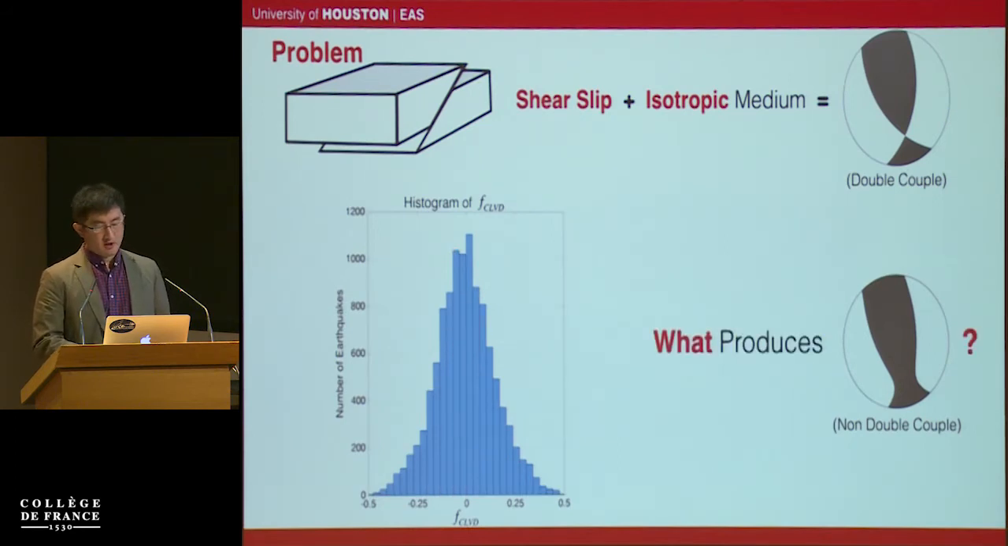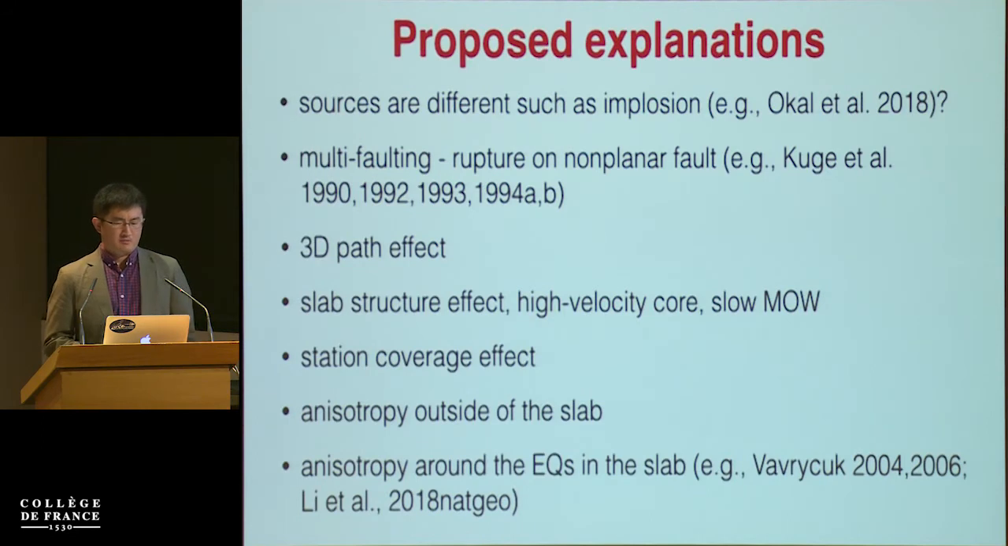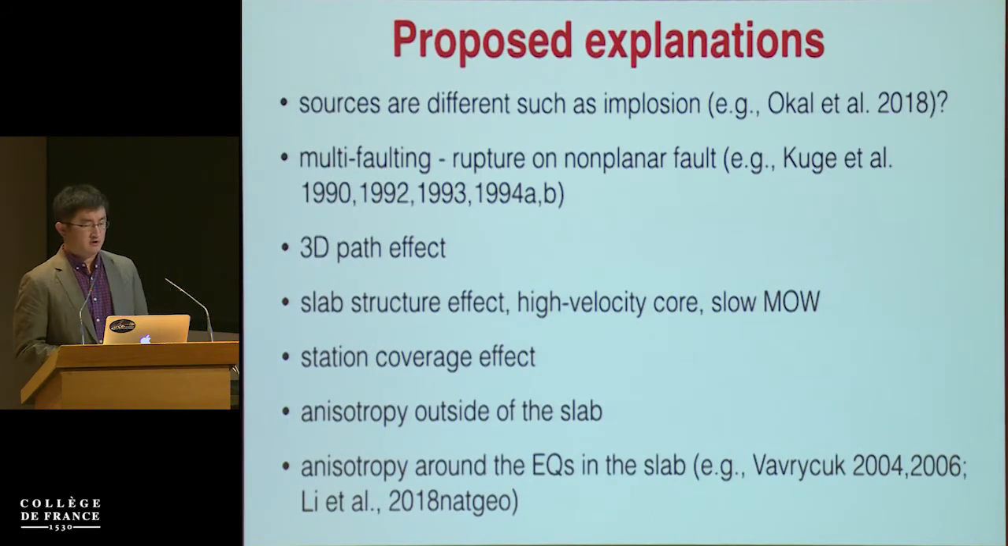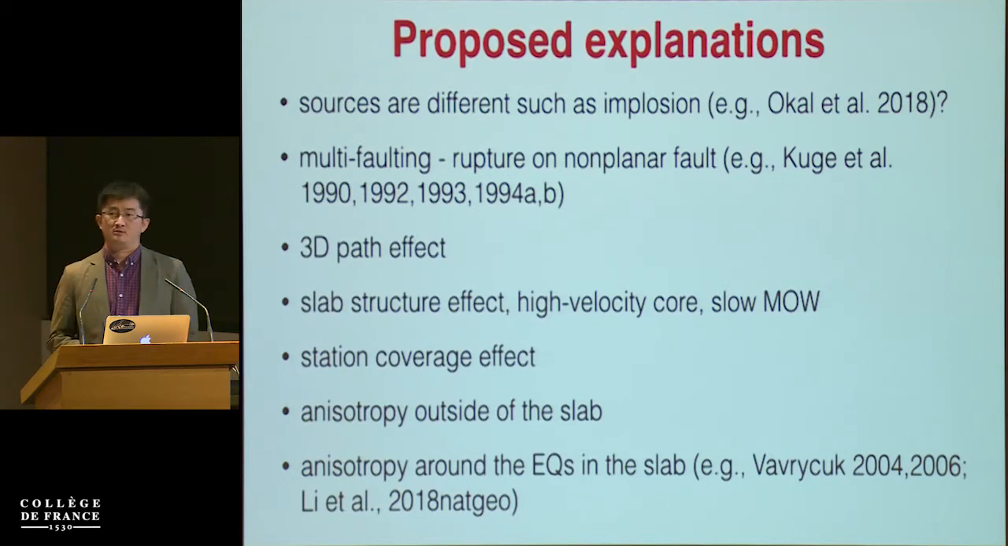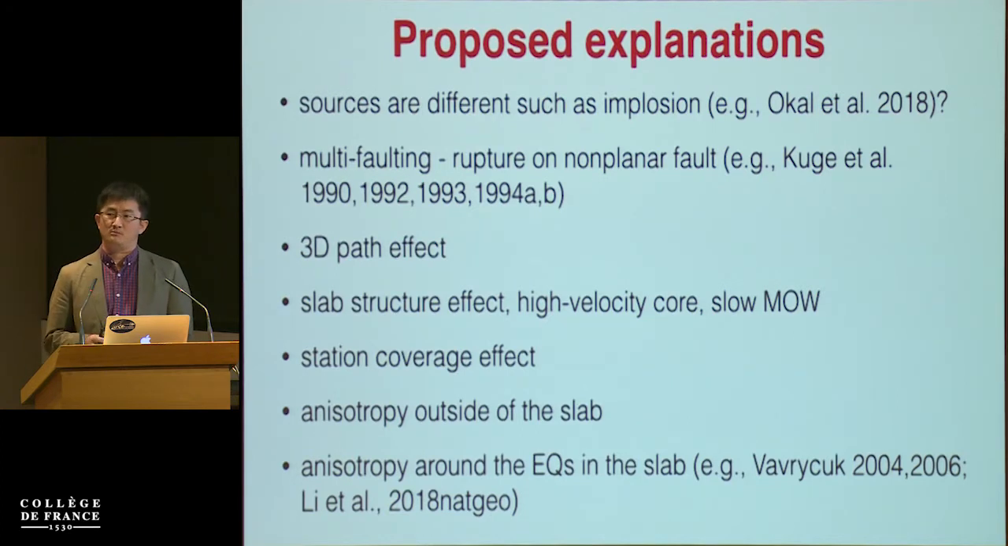So this is the observation. We want to understand what produces this non-double couple. Of course, there are many proposed explanations because this is a very developed field. For example, sources are different. Deep earthquakes, that's why we have this workshop, may be different in terms of faulting mechanism. The second one is multi-faulting, rupture on a non-planar fault or rupture on multiple faults. Each one gives you a double couple, but altogether, when you add them up, you get non-double couple.